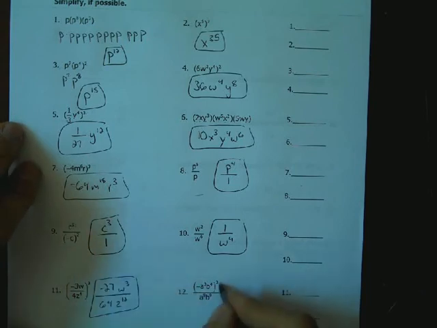Number 12, cubing everything inside of here first. I've got negative a to the 9th, and I'll have b to the 12th once I cube those things. And then of course the bottom will stay the same.